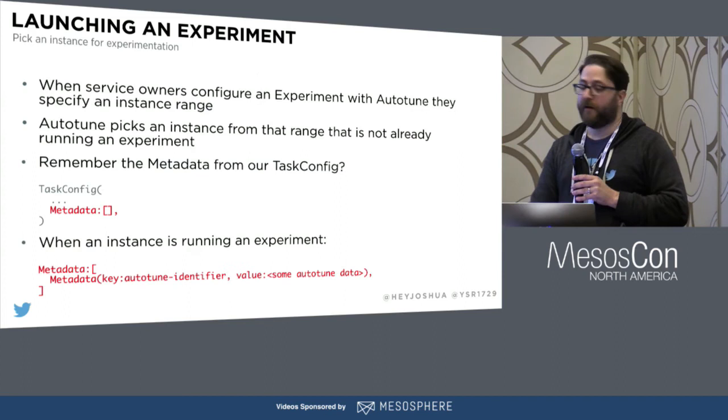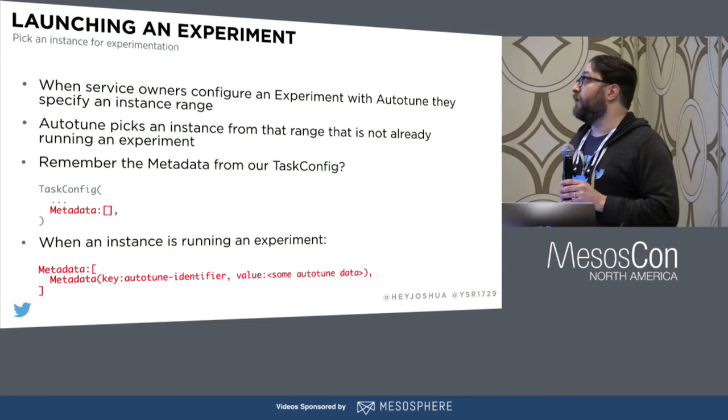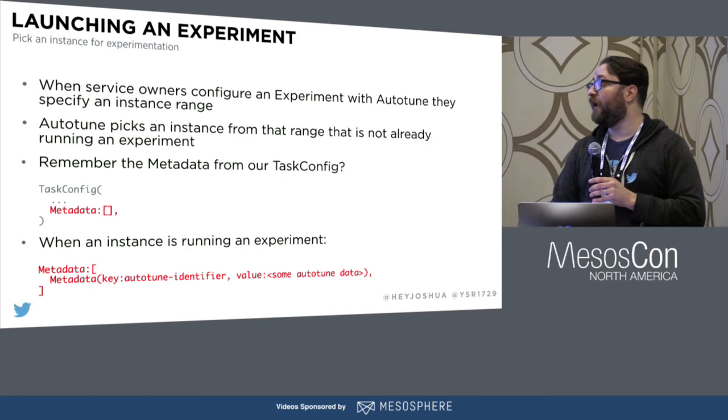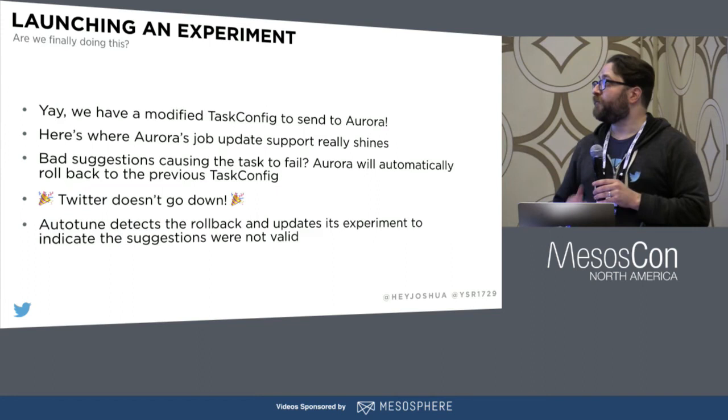Last thing we need to do before we can launch an experiment is pick an instance to run it on. We want to make sure that we're not clobbering an existing experiment, so we inject a little bit of metadata so we can tell our auto-tune experiments from normal instances of a production service. So we finally have a modified Aurora task config.